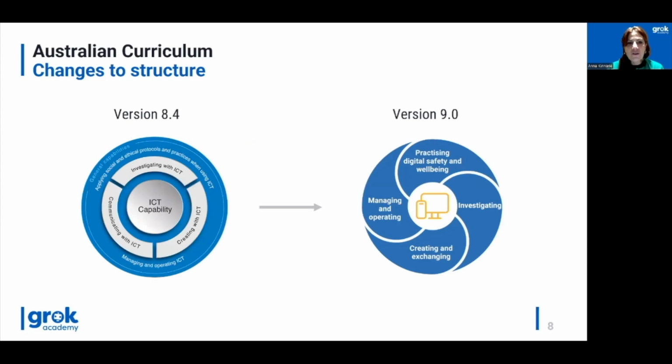So version 8, those of you that were familiar with the ICT capability, we had 5 elements: investigating with ICT, creating, communicating, applying social and ethical protocols and practices, and of course, managing and operating. We've had a bit of a change now, and you'll notice that we don't have communicating and creating separate anymore. They've merged together to form creating and exchanging. We have investigating, no changes there. We still have managing and operating, but as I mentioned, we have the new element, practicing digital safety and wellbeing.